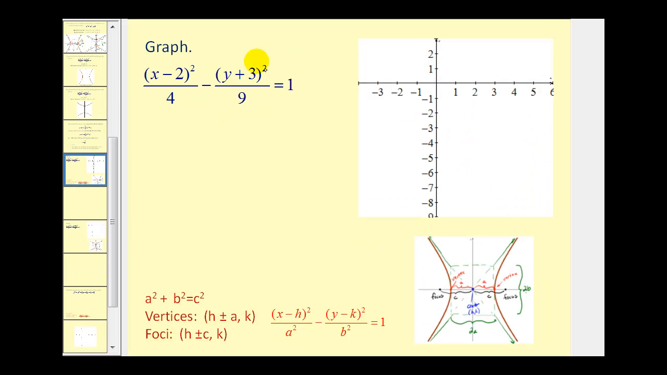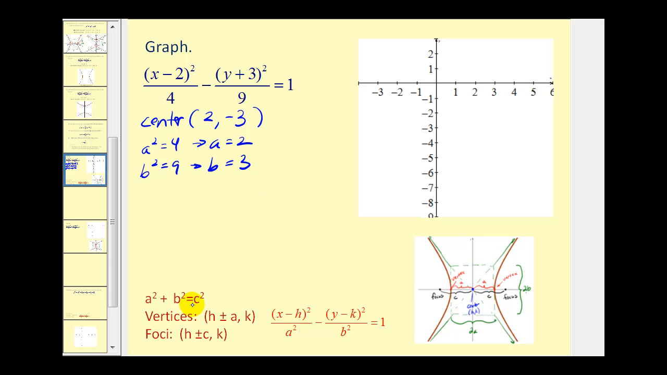The first thing we should notice on this equation is that the x part is the positive part, which means we'll have a horizontal transverse axis, so our graph should look something like this as we see down below. Next, the center of the hyperbola will have the coordinates (h, k), so the x-coordinate will be +2 and the y-coordinate will be -3. a squared will be under the positive part of the equation, so a squared equals 4, so we know a equals 2, and b squared equals 9, so b equals 3.